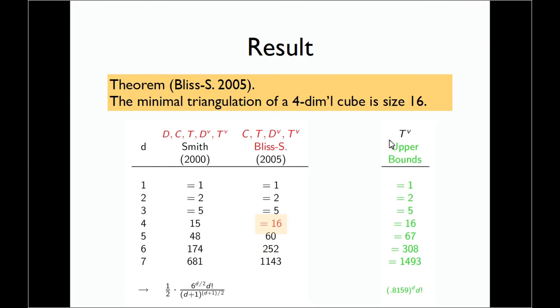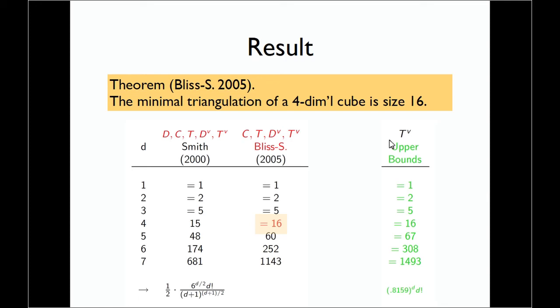Dimension 5, in case you're interested, the question's still open. The upper bound by construction is 67. The lower bound we give is 60. We don't know in dimension 5 what the minimal triangulation is. It's somewhere between 60 and 67. All right, that's the first application.